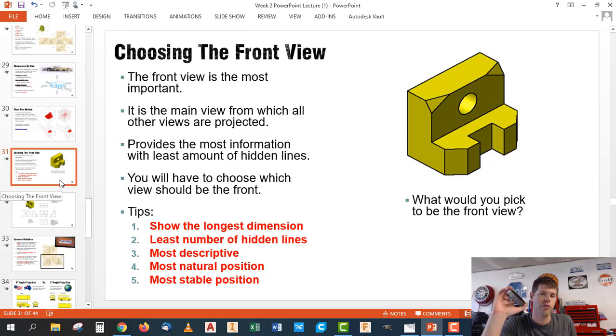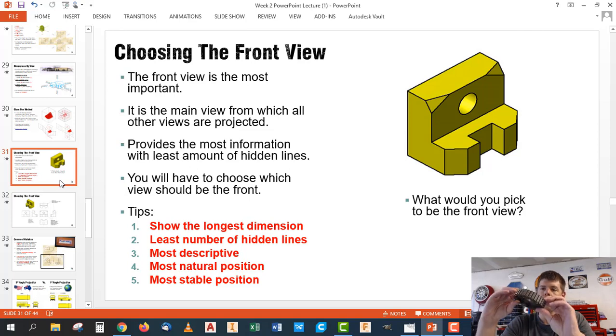So the first is you want to show the longest or the biggest dimension in your front view. Okay. So the longest dimension in this piece would be from here to here. So I want to make sure that that is visible somehow. Now in this particular object, this one's kind of weird because you can't eliminate that. I can see it in this orientation, or like this. Whatever way I rotate this thing, you can always see that dimension. So number 1, I really can't mess up for this piece. 2, the least number of hidden lines, or that kind of goes along with 3, the most descriptive.